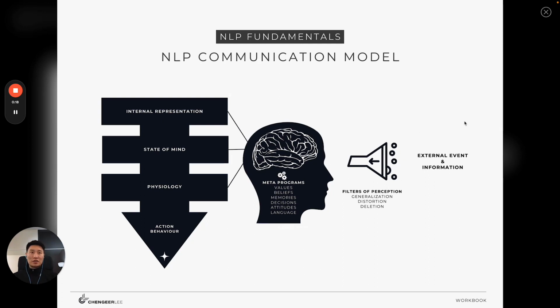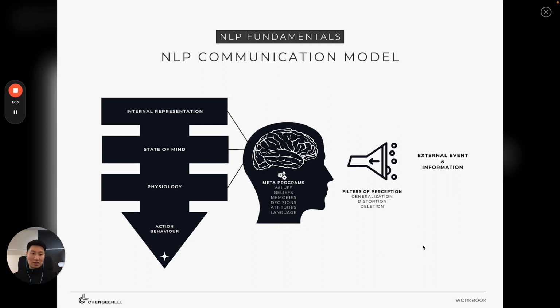Any kind of external event or information comes from the external world. We perceive it through our five senses, right? But once the information enters the mind, in order for us to make sense of it, it passes so-called filters of perception, such as generalization, distortion, deletion. Generalization, for example, if someone had bad experiences, they can generalize things. As an example, you had some bad experiences with dogs and you think that all dogs are dangerous, right? Someone bit you, but most dogs may be friendly. So that's a generalization, putting things into buckets, into different categories.